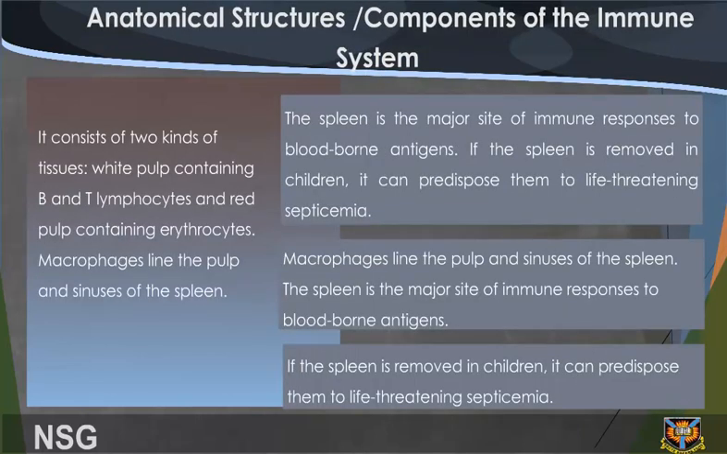The spleen consists of two kinds of tissue: white pulp containing B and T lymphocytes and red pulp containing erythrocytes. Macrophages line the pulp and sinuses of the spleen. The spleen is the major site of immune responses to blood-borne antigens. If the spleen is removed in children, it can predispose them to life-threatening septicemia.